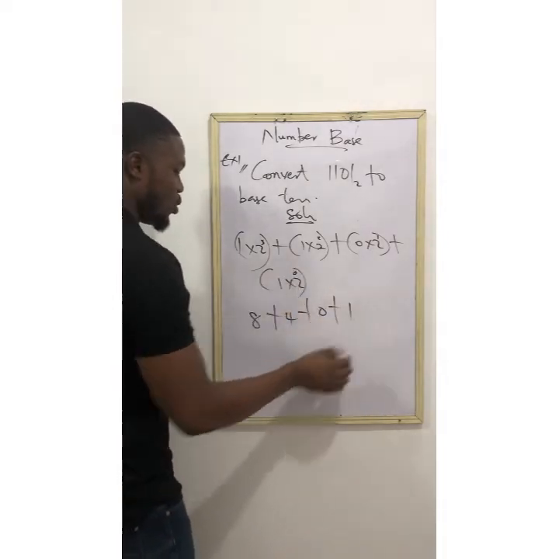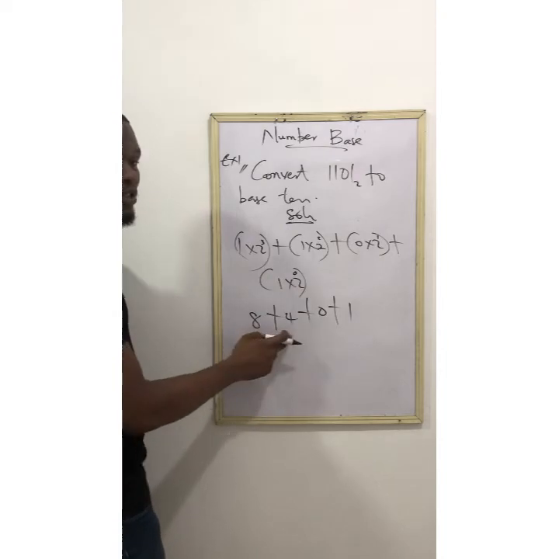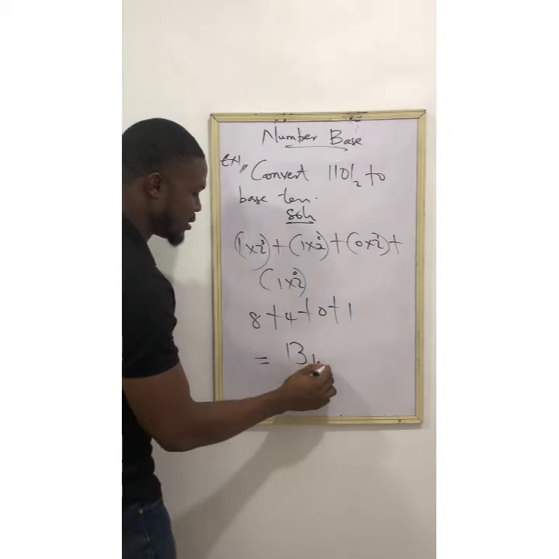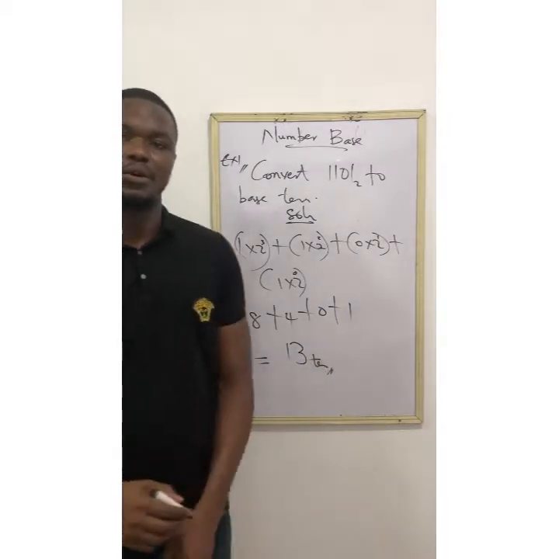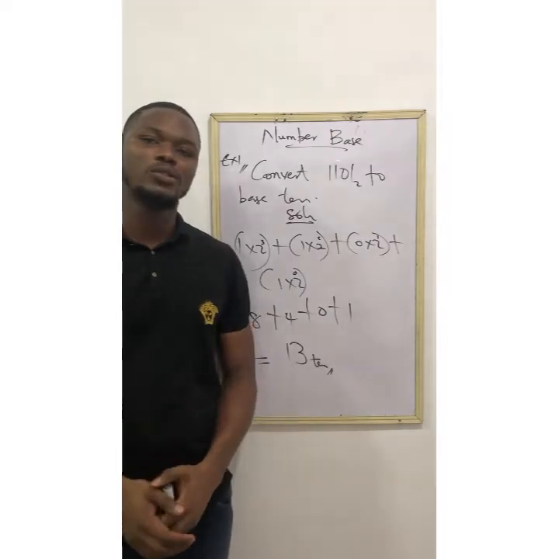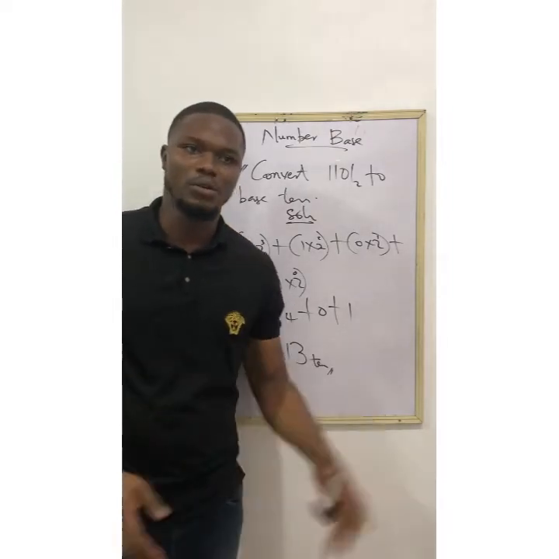1 times 1 is 1. And this will give you 8 plus 4 is 12, plus 0 plus 1, that's 13. 13 base 10, right? This is how you convert from base 2 to base 10. So we'll look at another question from maybe base 5 to base 10 or base 6 to base 10.